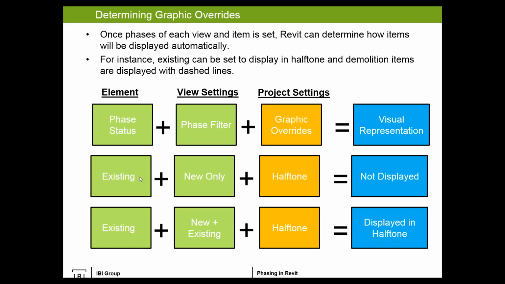If your element is existing and your view setting says new only, then it won't display the existing items, right? So the result is the item is not displayed. And if you have an existing element and your view setting is new plus existing, from the table and the settings I've shown before, and project settings say show me the existing as halftone, the existing will be displayed in halftone. So this is the logic behind it when you put it all together.